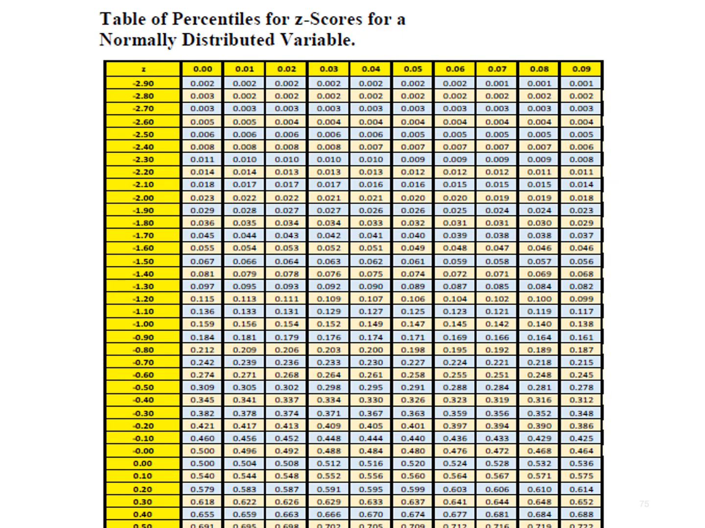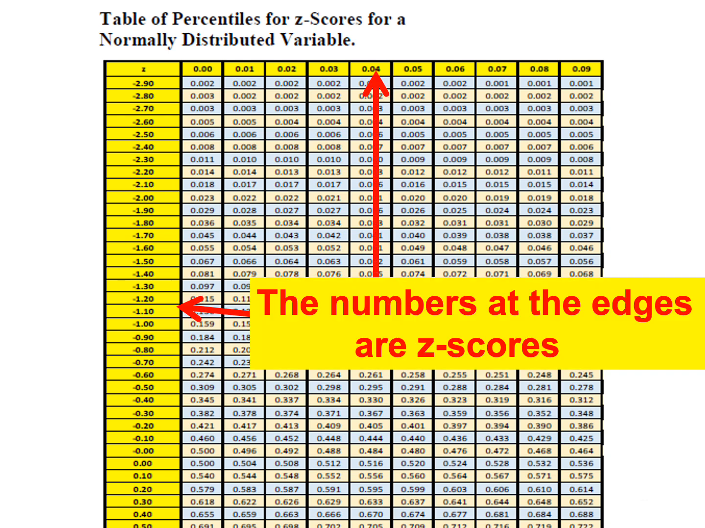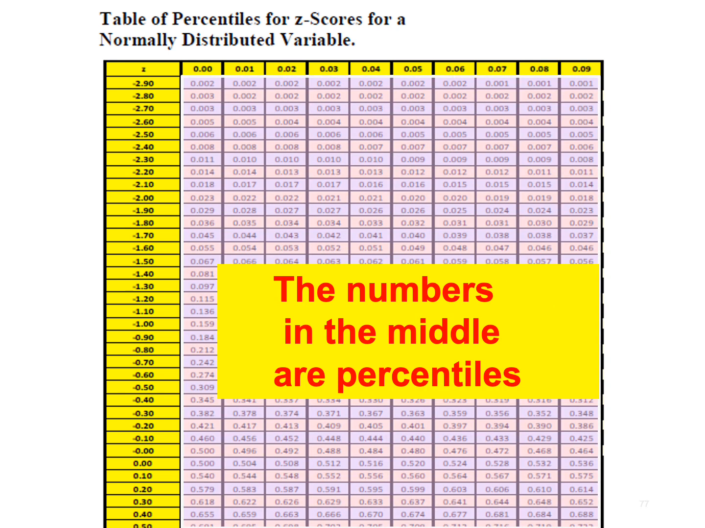Now here is the table we will be working with. Your textbook also contains copies you can use. Now I will show you how this table works. The numbers at the edge of the table are z-scores. It's a little more complicated than that, but I will be explaining more in a minute. The numbers in the middle are percentiles.